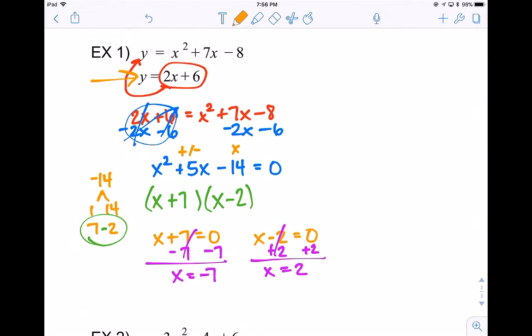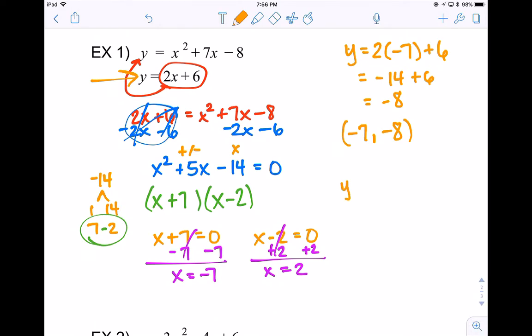So I'm going to start by plugging negative 7 in. So we'll have y equals 2 times negative 7 plus 6. 2 times negative 7 is negative 14 plus 6, which is negative 8. So that means we have the ordered pair (-7, -8) as one answer. And then we'll repeat that process with positive 2. 2 times 2 is 4 plus 6 gives us 10, which means (2, 10) is another answer.